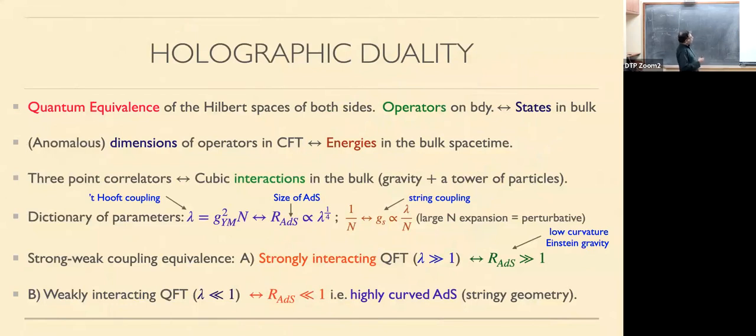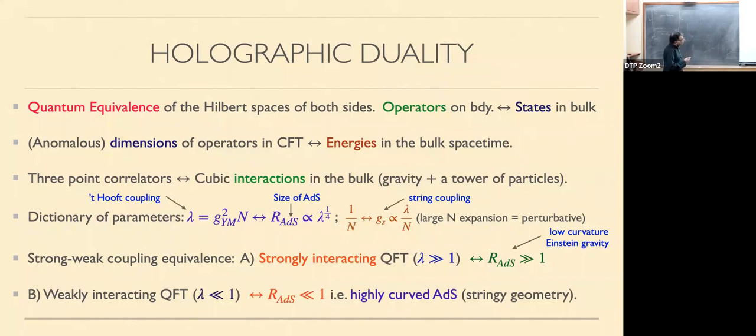So I just want to stress some aspects of this, which probably you have all seen, but this duality is a statement about the quantum theory. It's a statement of the quantum equivalence of the Hilbert spaces on both sides of this duality: there are operators in the boundary field theory, the usual physical operators that you would consider in a gauge theory, and they are related to states in the bulk quantum gravity theory. In particular, the dimensions of these operators map to energies of the states in the bulk spacetime. That's part of the dictionary. Dimensions are captured by two-point functions of operators, and those correspond to the energies, as I said.